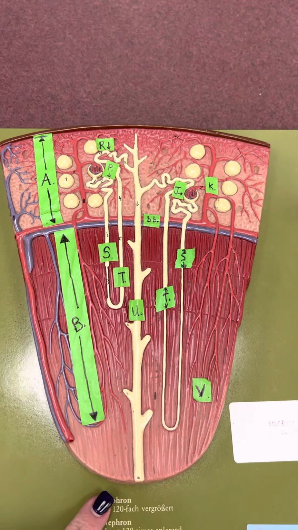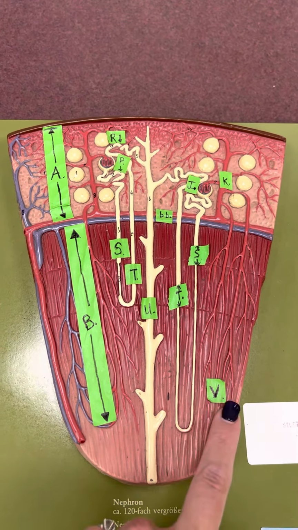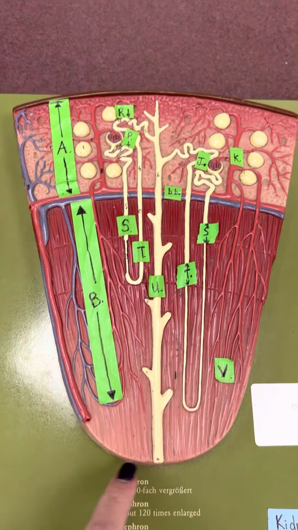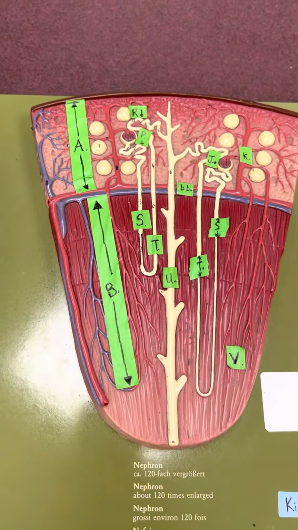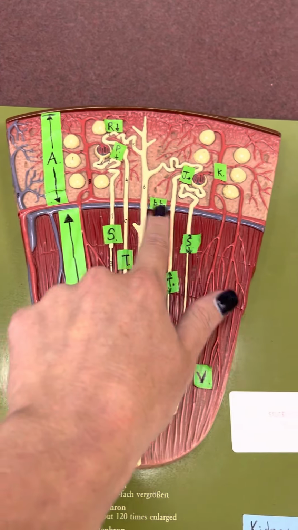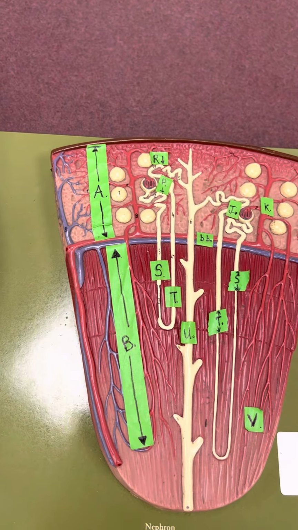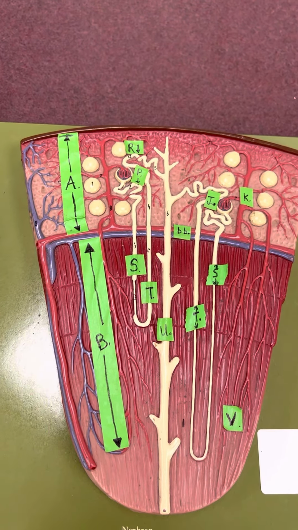Now, this here, region V, this is part of the pyramid. So here's the pyramid. I guess the top of the pyramid would be the papilla, but that's not labeled on here. Okay. And then here's your arcuate artery and vein, making the arch there.